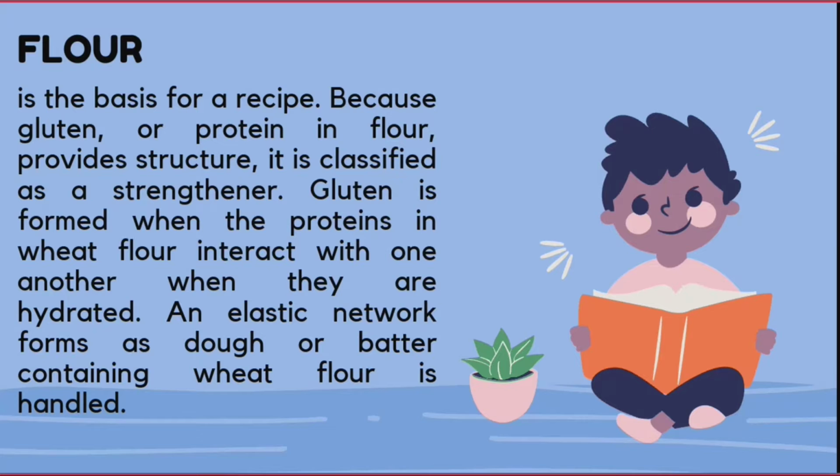The first one is flour. It is the basis for a recipe because gluten or protein in flour provides structure. It is classified as a strengthener. Gluten is formed when the proteins in wheat flour interact with one another when they are hydrated. An elastic network forms as dough or batter containing wheat flour is handled.